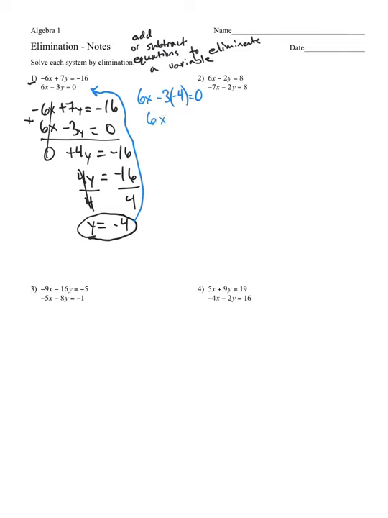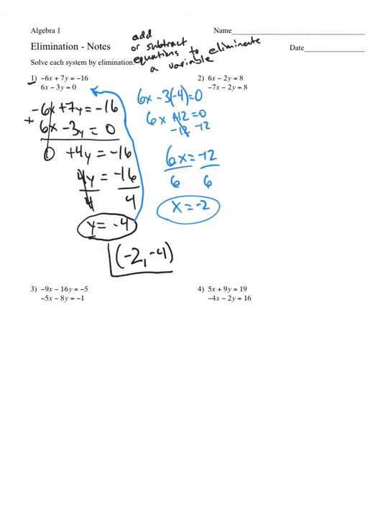And I'm going to solve now for x. So this is 6x minus negative 3 times negative 4. That's a plus 12 equals 0. Subtract 12, and dividing by 6, we've got x equals negative 2. So the solution to this system of equations is the ordered pair negative 2, negative 4. And again, any solution to a system, we write as an ordered pair, a point, x, y. So that's your solution to that first system.